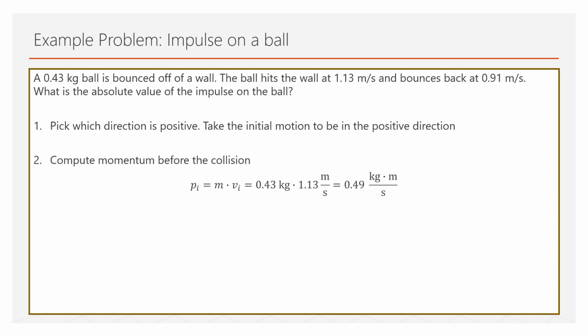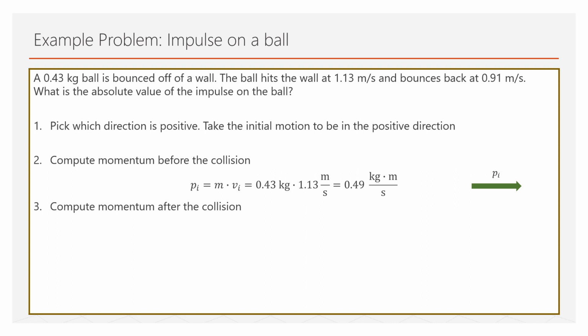Momentum is mass times velocity, so we take the mass of the ball and multiply by the initial velocity, and we get 0.43 kilograms times 1.13 meters per second, and we get 0.49 kilogram meters per second. This green arrow represents the initial momentum of the ball before it hits the wall.